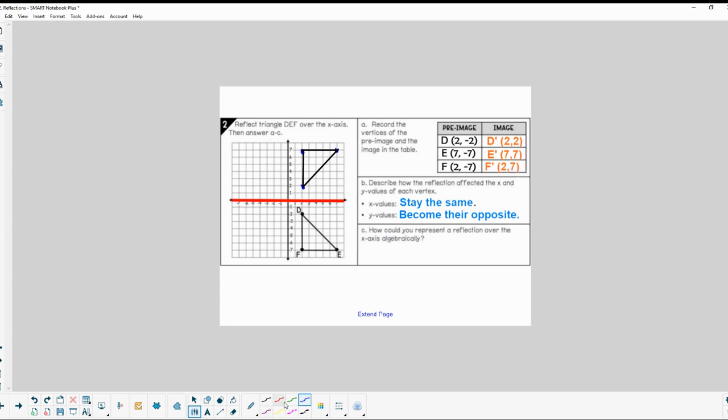So what would the algebraic rule for that one look like? So x comma y would become x comma negative y. That would be the opposite image. So there we go. Those are the two main rules for today.